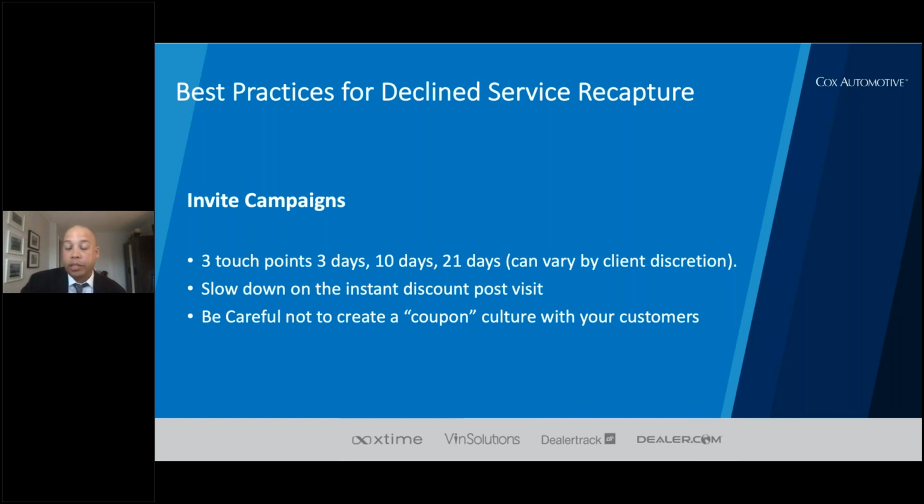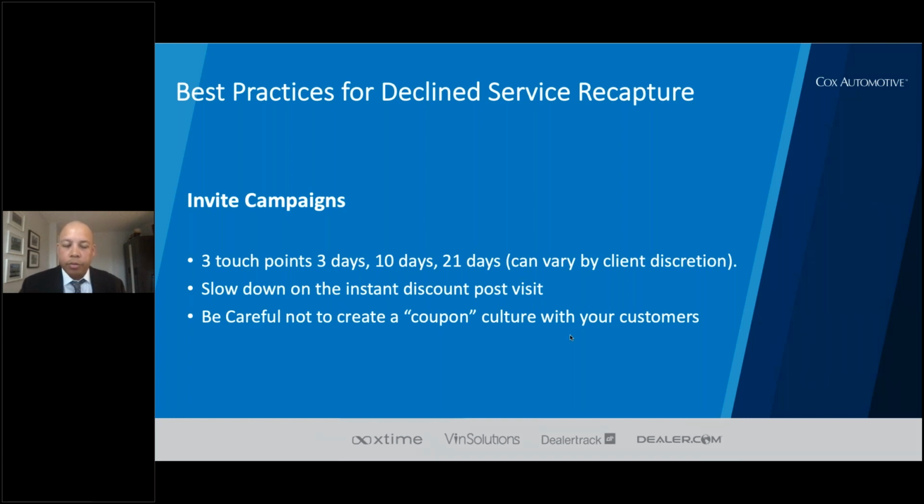10 days, we still remind them about it. We don't want it to go away. We don't want them to forget that it's due. And 21 days, I think 21 days is 3 weeks. I think that's still a good number. I think 30 days, this is me speaking, but everybody's different, I think 30 days is a little too long. By then they've either traded it in or got it done. But we don't give a discount. We're just reminding them that the service that we recommended is due.